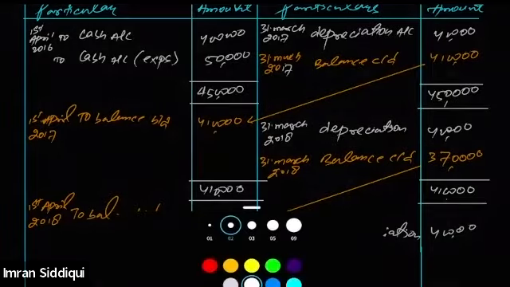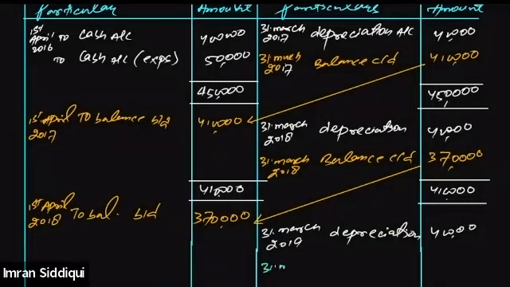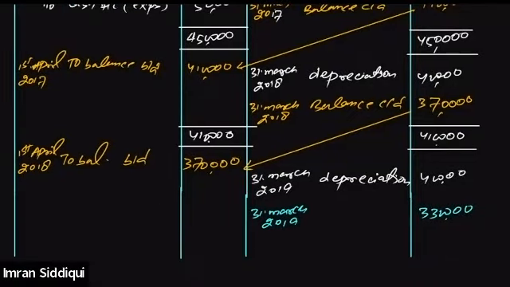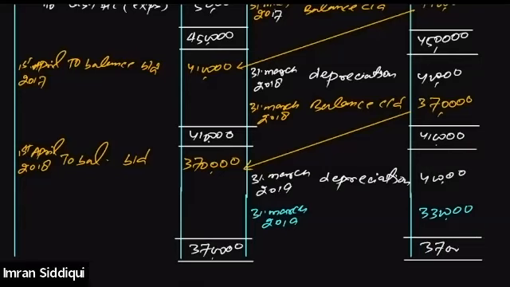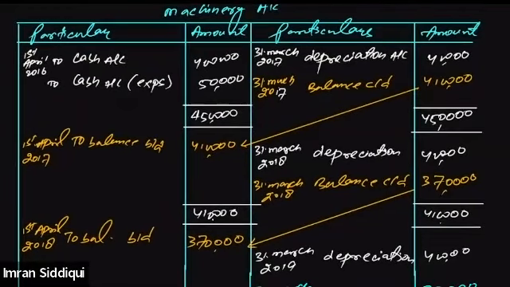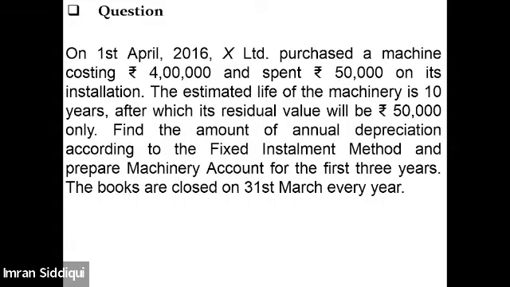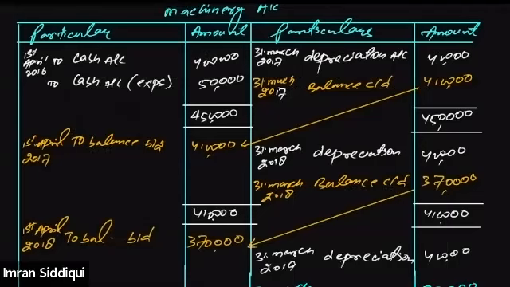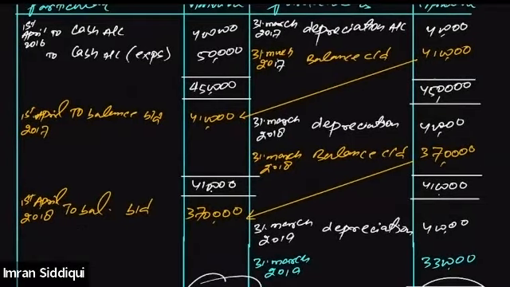All right, and then finally, the closing balance as on 31st of March 2019 will be 3,30,000. Understand, both of you? Yes, sir. So we were asked to prepare 3 years account. We were required to prepare machinery account for the first 3 years. So we prepared that starting from 1st April 2016 till 31st of March 2019. It's 3 years.